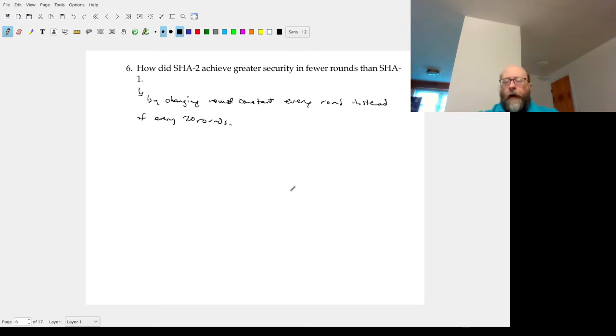By updating the round constant each round, we have a better defense against time shifted attacks, and that way we didn't need as many rounds to achieve the same level of security.